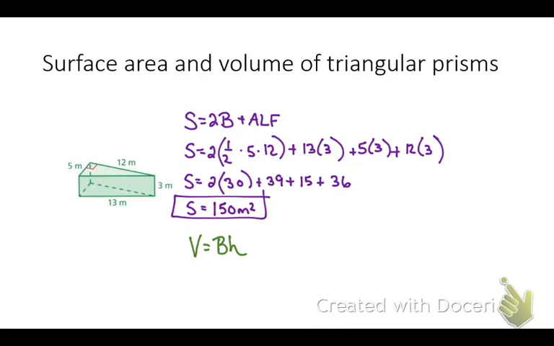Now, here's where this could really help you tomorrow. You have already calculated the area of your base right here. Didn't you already do that? 1/2 base times height. What was that? It was 30. Okay, so V equals 30 times what is the height of your prism? 3. Does everybody see that? So guys, you can use the numbers you already multiplied in surface area as a shortcut. Volume is 90 meters cubed.